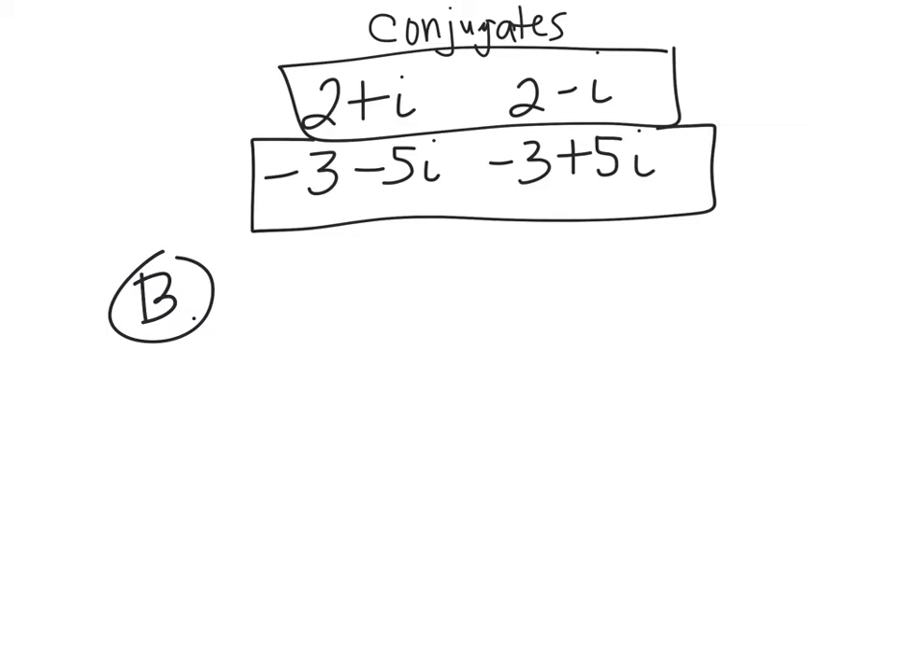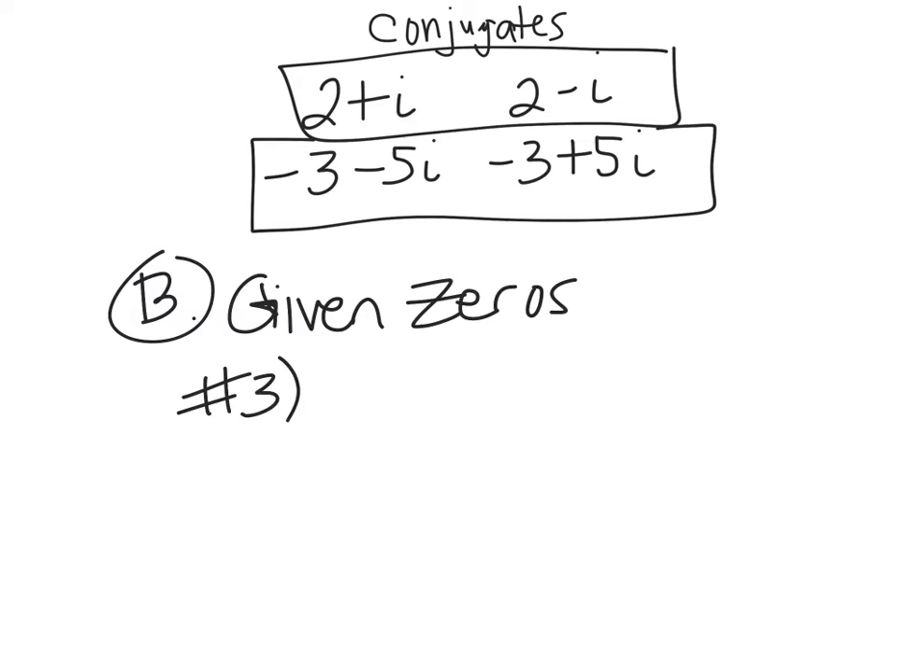So for this one, we are going to be given the zeros. The last one, part A, was we had to find all the zeros, right? We found the zeros by factoring, by synthetic division. Now we're going to be given the zeros, and we have to find the polynomial that goes with that. So number 3. Let's say that our zeros are given to us as 1 and plus and minus 5i.